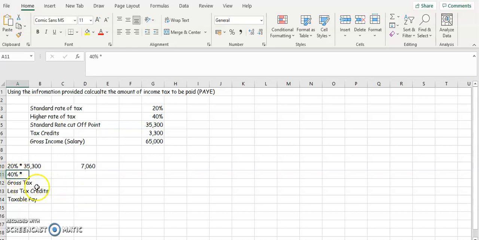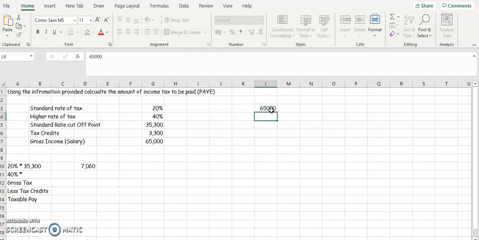Now, the higher rate of tax is anything above 35,300. So this person earns 65,000. That's their gross salary. So that's their salary before tax. And from that then we're going to take 35,300 to see how much they need to calculate it at 40%. So 65,000 minus 35,300. So 40% then is going to be taxed at 29,700.